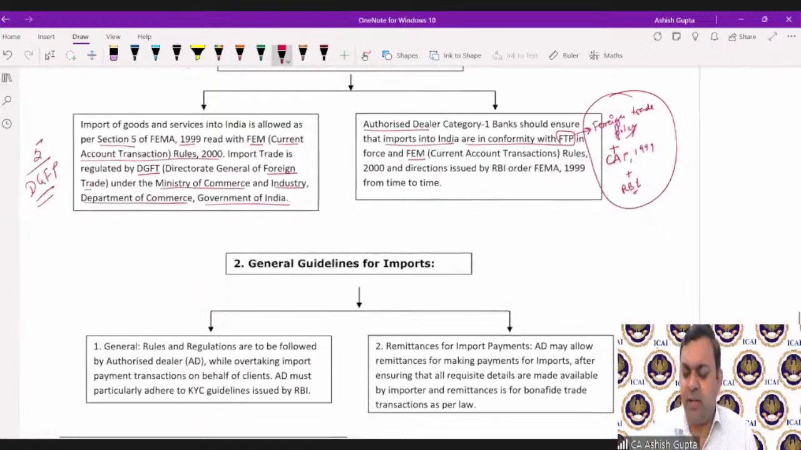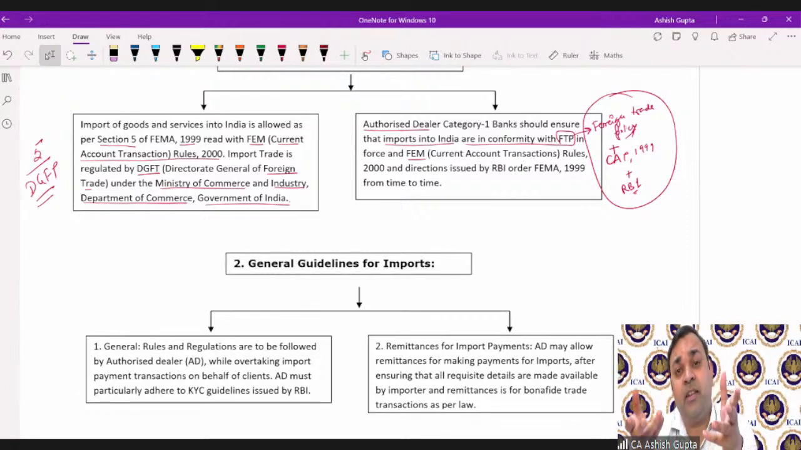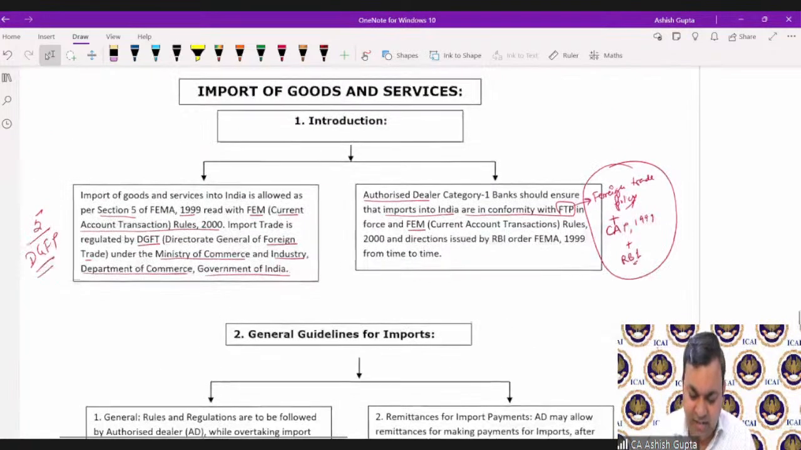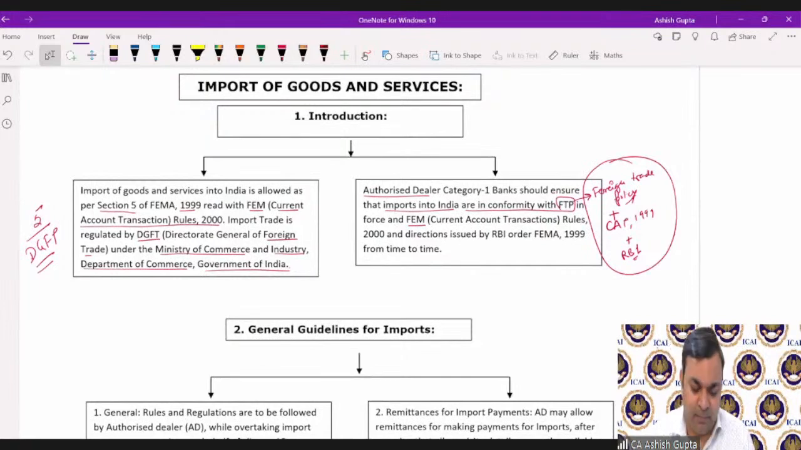Okay, so from the introduction part, two things are important. First, Section 5 will govern. There is an authority called DGFT which is going to regulate that Section 5 import of goods and services concept. Now you need to comply with the regulation part. Authorized dealer, Section 10 will come. So authorized dealer category 1 is there. That particular bank or authorized person will ensure that whatever you are importing is in conformity with the Foreign Trade Policy, Current Account Transaction Rules, and RBI directions. I think the first point, introduction, is complete.